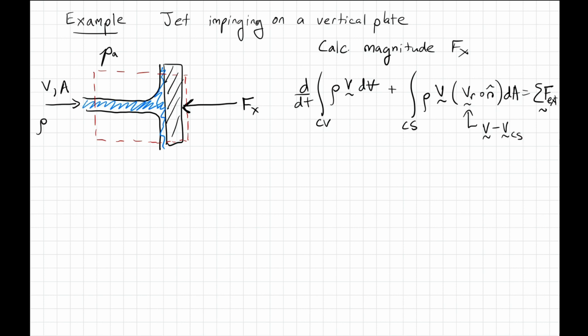So if I look at my control surface, I didn't actually write it on here, but I'm going to make this a fixed control surface. So the control volume and control surface are not going to move. That makes things a little bit easier. So this is now 0, and so this is just equal to the velocity of our fluid.